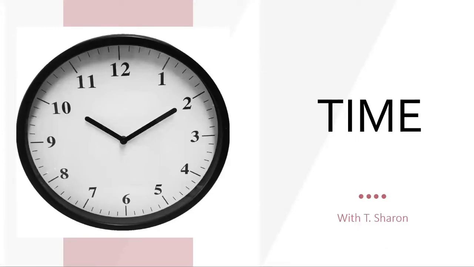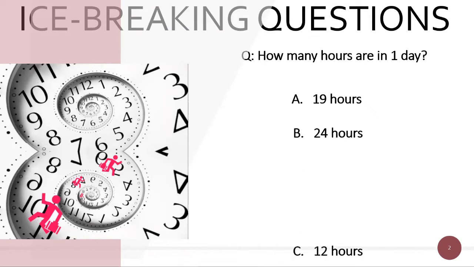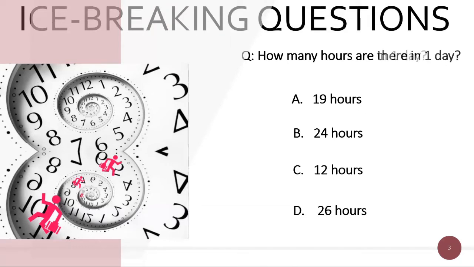Our lesson is going to be on time. But before we start, I want us to have an ice-breaking session. So I'm going to ask you just a few questions, okay? The first question is, how many hours are in one day? A, 19 hours, B, 24 hours, C, 12 hours, or D, 26 hours? The answer is 24 hours, B.